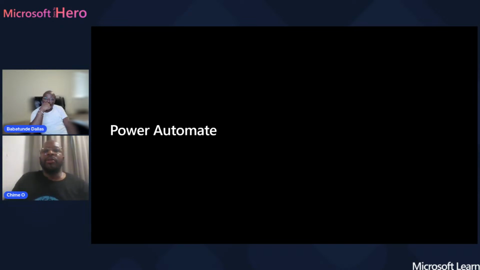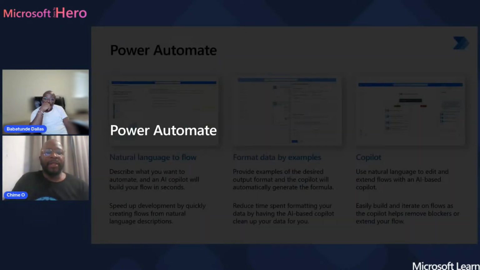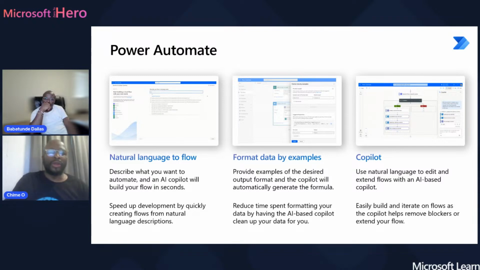So the next one is what we call Power Automate. For example, we can also use natural language to do this. But what is Power Automate? Power Automate is one of the components of Power Platform, like I said earlier. If you want to automate your business processes, we use a Power Automate flow in order to do that.